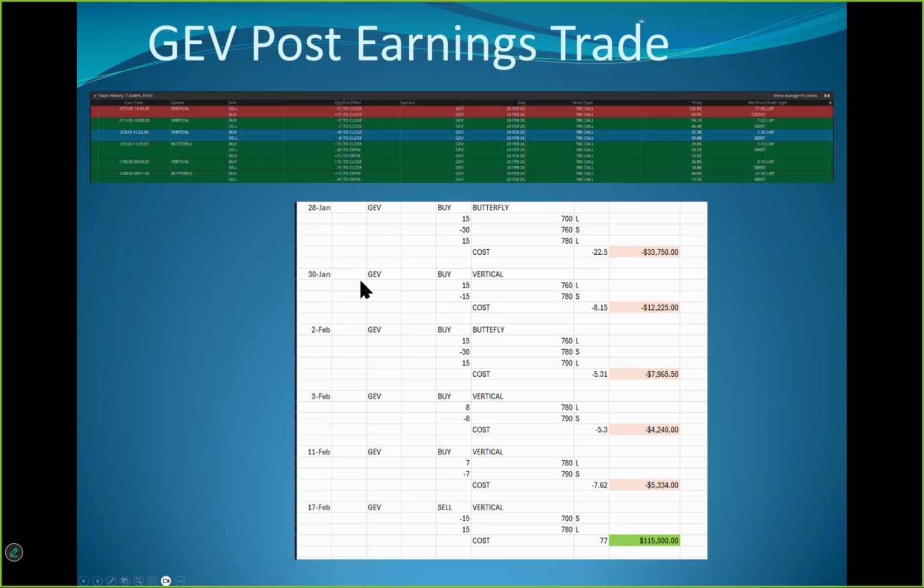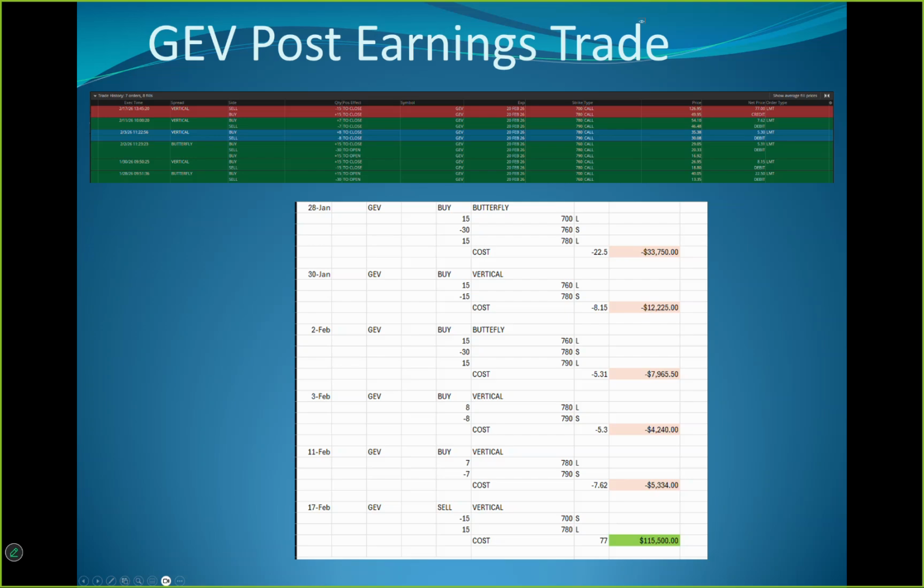So 2 days later, I said, this thing's going to go to the moon and I bet it's going to take out my short call, which has a cost to me of minus 20 on the trade. So why don't I just close out that short call? So for $8.15, I was able to close the short call spread. That would leave me now with just a long spread of 700 and 760. That cost me $12,225. So now you could see the bad news here is I just paid more money for this trade.